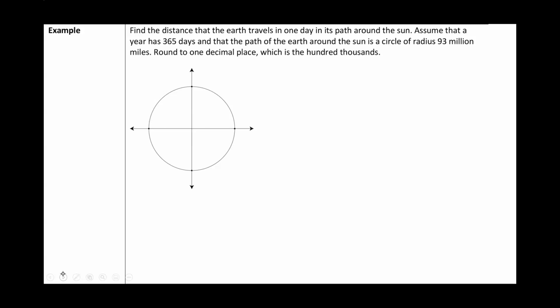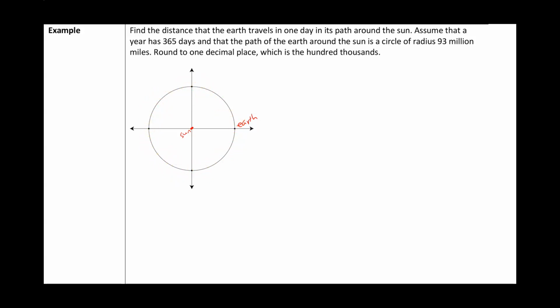Okay, now let's do something a little more complicated. We want to find the distance that the Earth travels in one day in its path around the sun. Now we're looking for the distance. So imagine that this is the Earth here, and this here is our sun. We know that our Earth rotates around the sun. It takes the Earth 365 days to complete a rotation, so it's going to go around the sun in 365 days. That's going to be the circumference of this path.